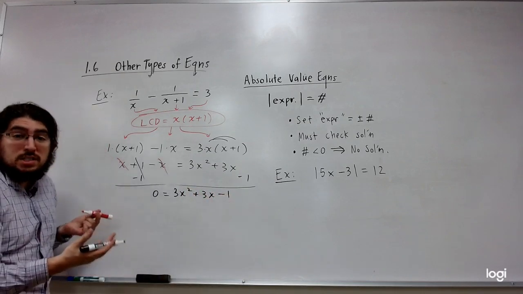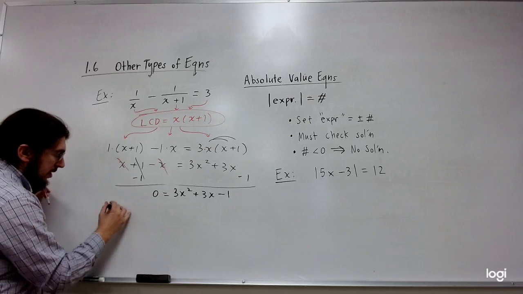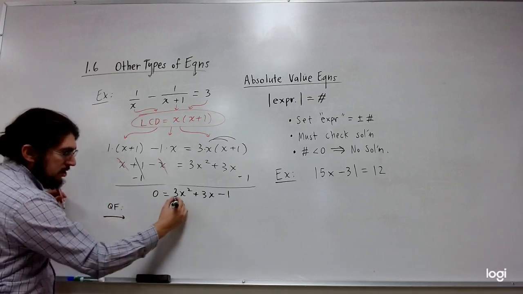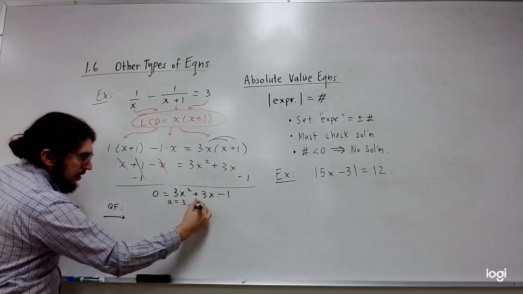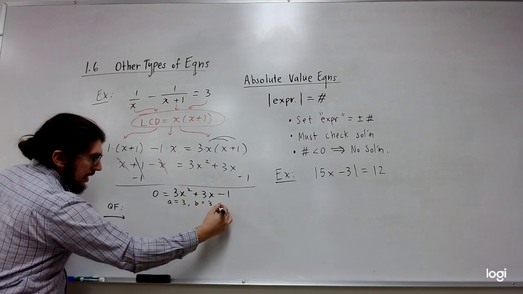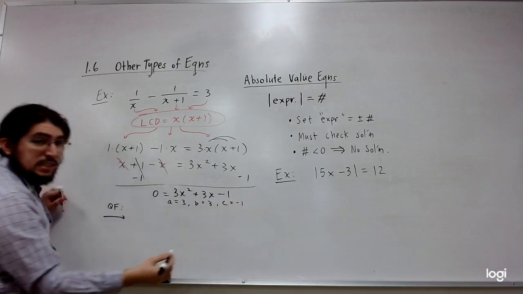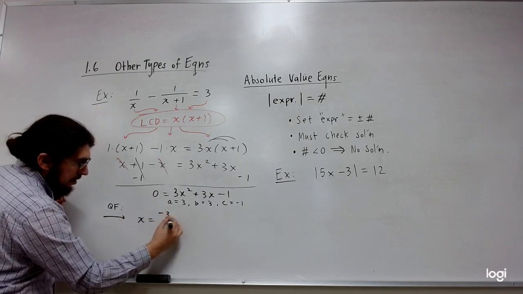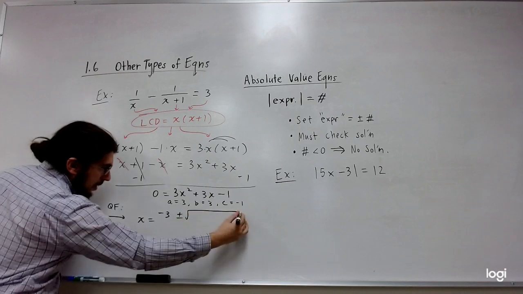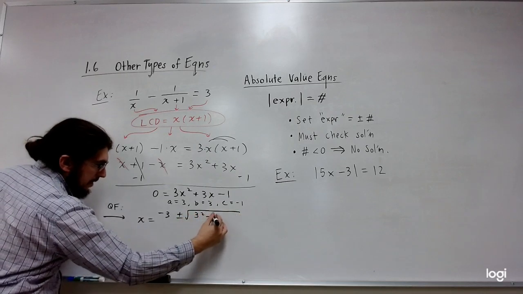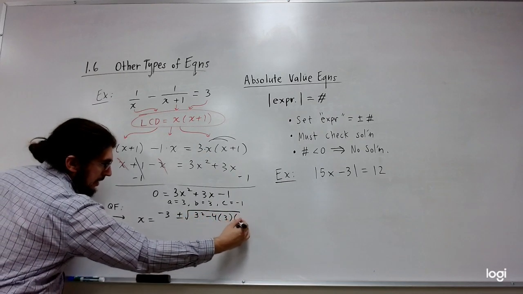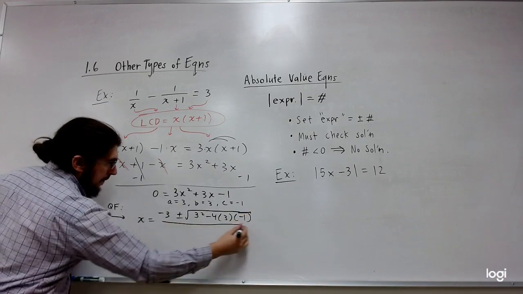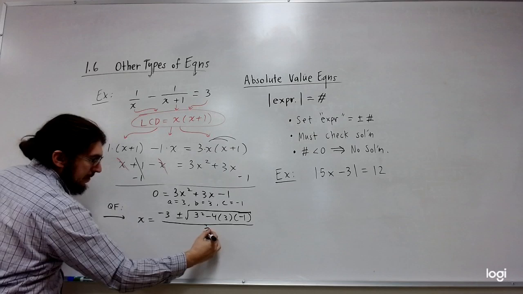This, as it turns out, is not factorable, so I'm just going to use quadratic formula. It's a quadratic equation after all. Just remember, a is 3, b is 3, and c is negative 1 in this case. So it's negative b plus or minus the square root of b squared minus 4 times a times c, all divided by 2 times a.